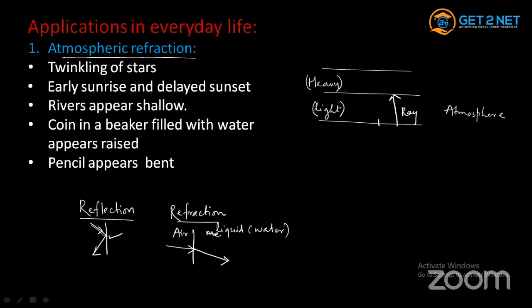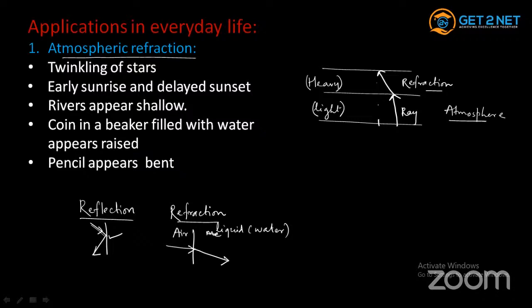The speed will change. When it goes from a lighter medium to a heavy medium, the speed will decrease. So there is a chance that it will bend a little. So this is also a type of refraction. So a refraction as it is happening in the atmosphere, it is known as atmospheric refraction.